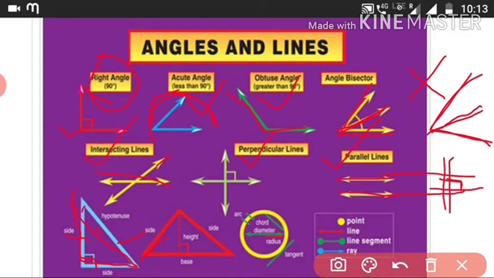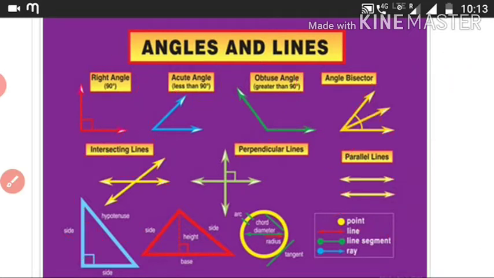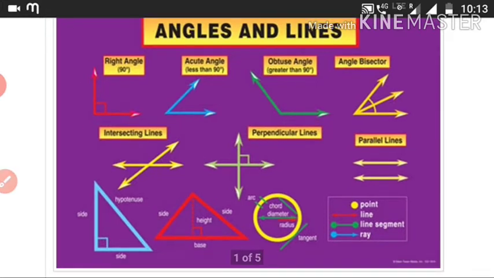Now here you can see a circle, isn't it? So in the circle, the middle one will be the diameter, then radius, tangent, arc and chord. So these are drawn in this way. Then point. This is a point. And this is a line segment. Then the last one is a ray, isn't it? This is a ray.